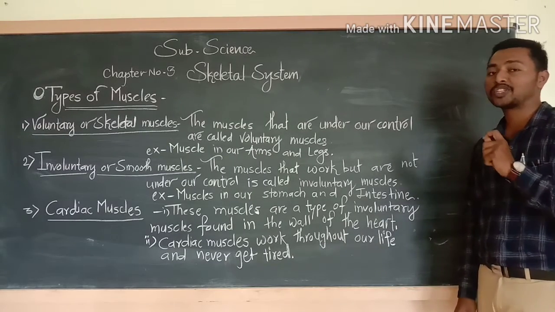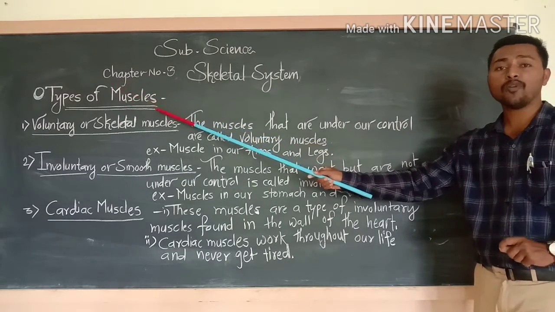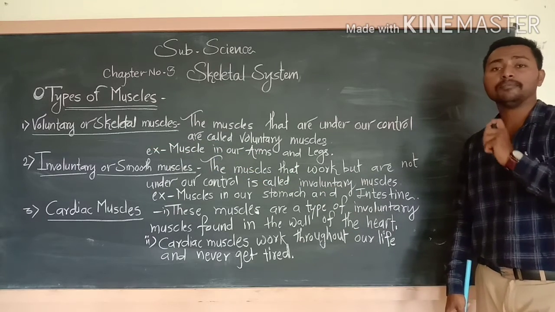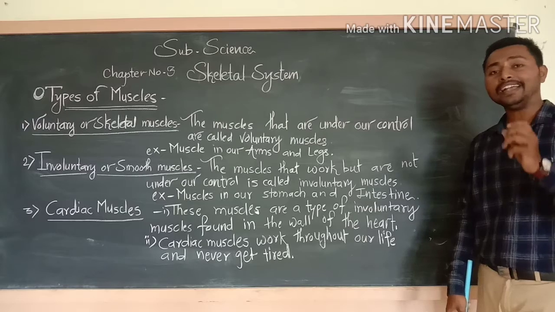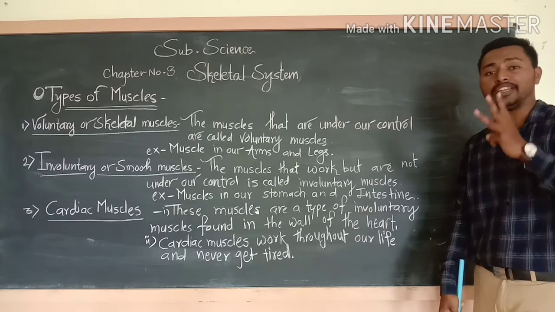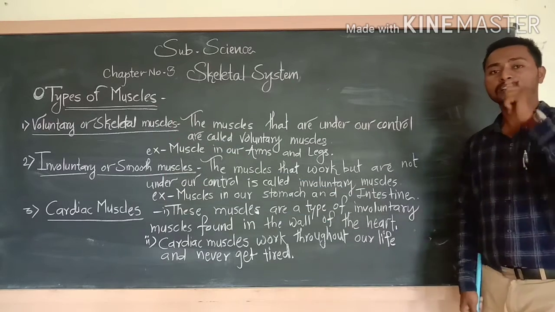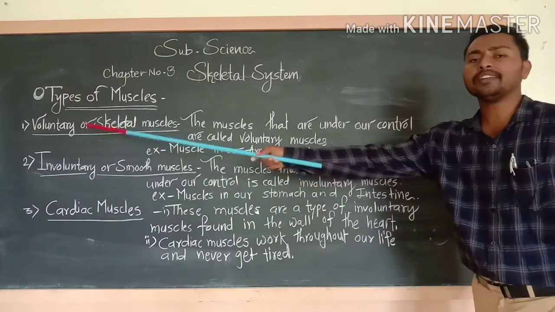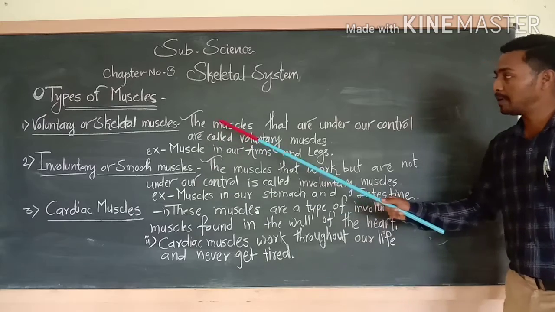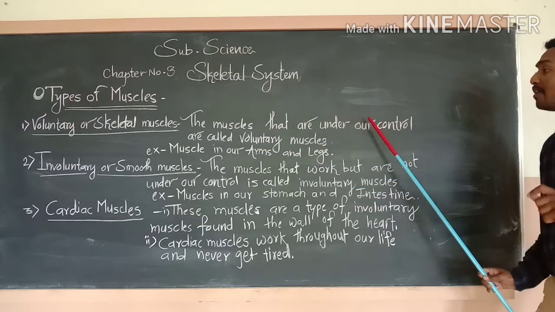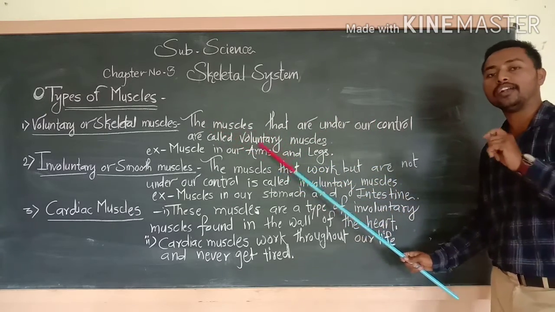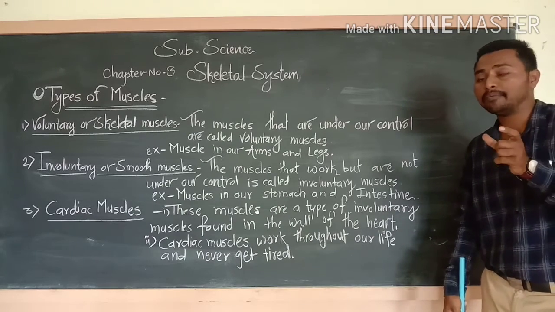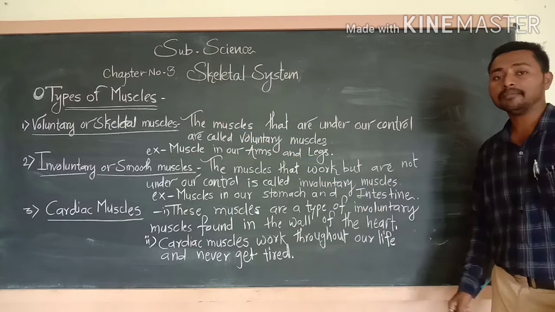Last point of this chapter, types of muscles. Various kinds of types of muscles. Muscles ke mainly three types. There are three main types of muscles. Number one, voluntary or skeletal muscles. Voluntary means controllable. The muscles that are under our control are called voluntary muscles. The muscles belonging to the controllable group are called voluntary muscles.